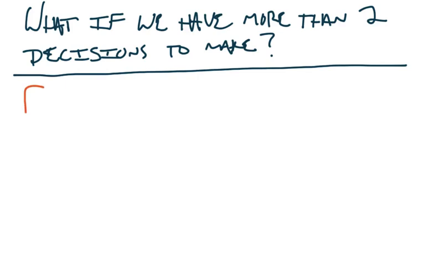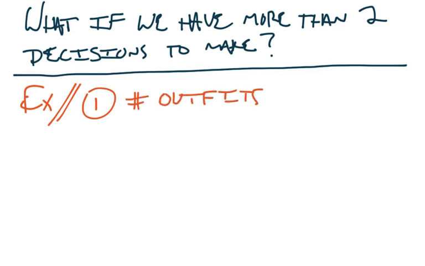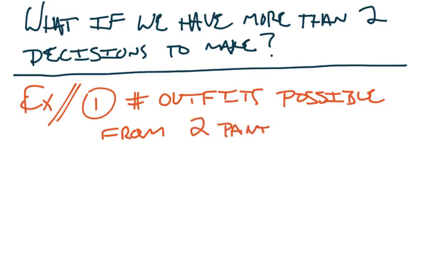All right, so let's again look at an example. Let's again look at the number of outfits. All right, so how many outfits are possible? Let's not make it too complicated. Let's say maybe two pairs of pants, two shirts, and let's say two pairs of shoes.